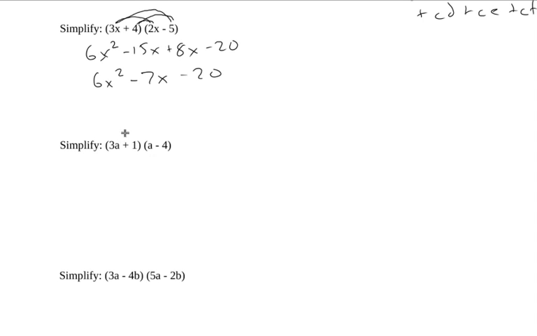Alright, on this one, just more examples. 3a times a is 3a squared. 3a times negative 4 is negative 12a. 1 times a is a. And 1 times negative 4 is negative 4. So when I combine the middle terms here, we get 3a squared minus 11a minus 4. You can see I combine them. The negative 12 combined with the positive 1 to get me a negative 11 there.